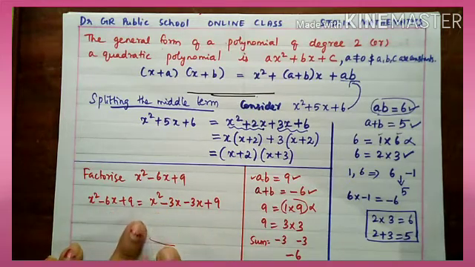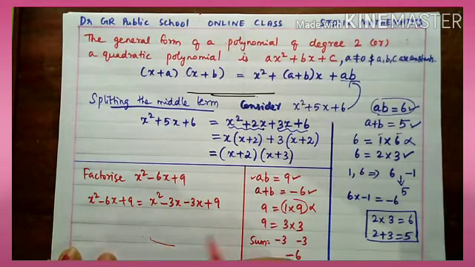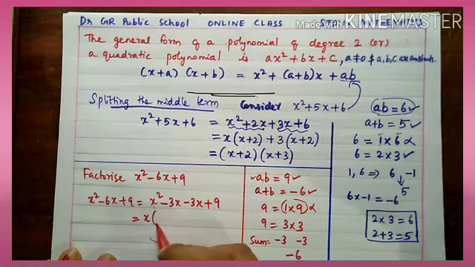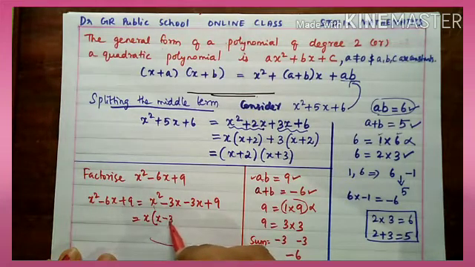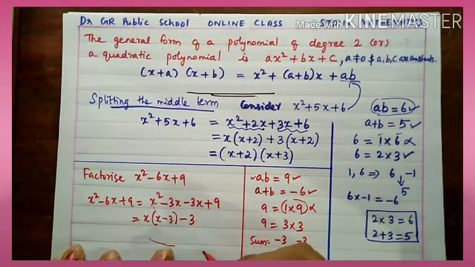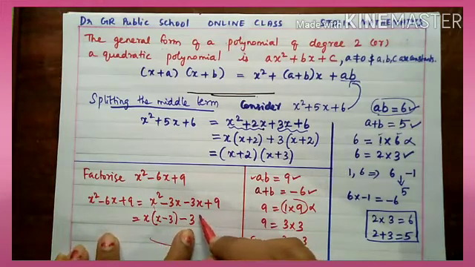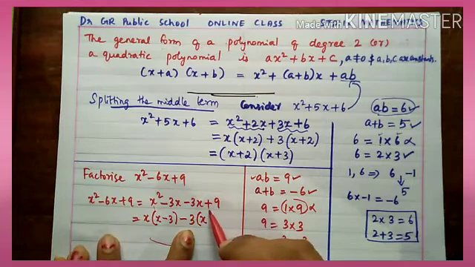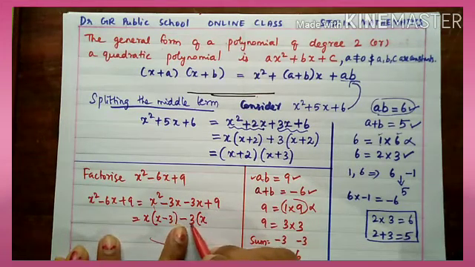Now again we are going to regroup. From the first two terms we can take x common, then the remaining is x minus 3. Here also we can take minus 3 common. So what is the balance here? x is remaining, and here we want plus 9. So minus 3 is outside.